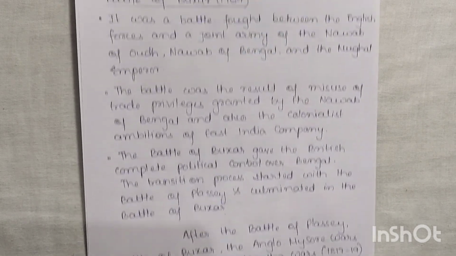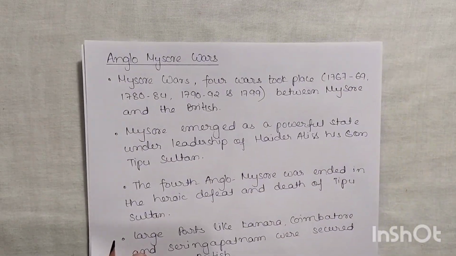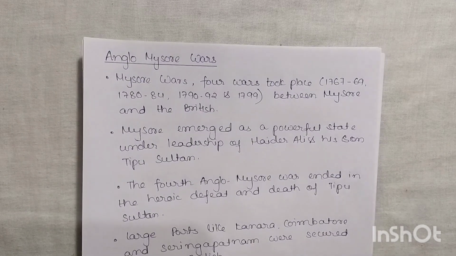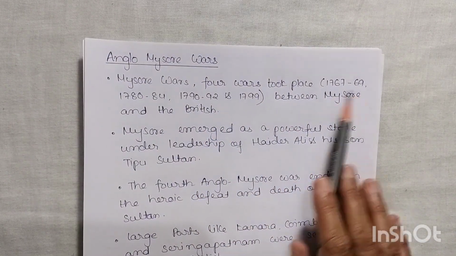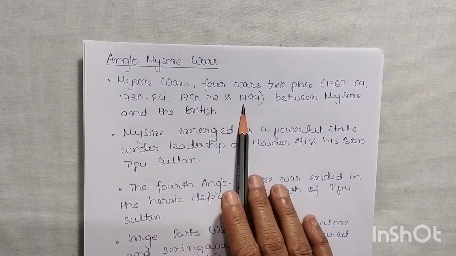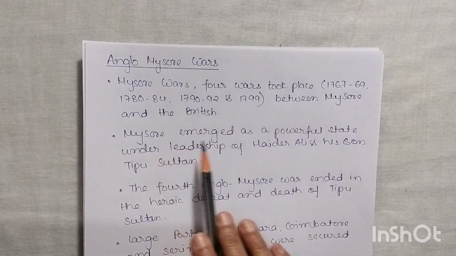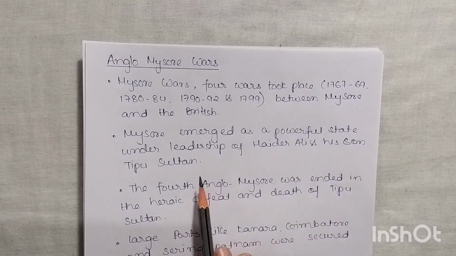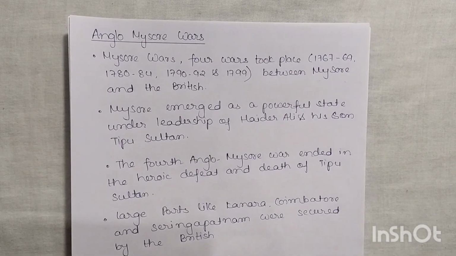Okay, so let us quickly see these three wars. First of all, we will see the Anglo-Mysore War. Four wars took place in the years 1767-69, 1780-84, 1792 and 1799 between Mysore and the British. Mysore emerged as a powerful state under the leadership of Hyder Ali and his son Tipu Sultan. It was a very powerful state under their leadership.